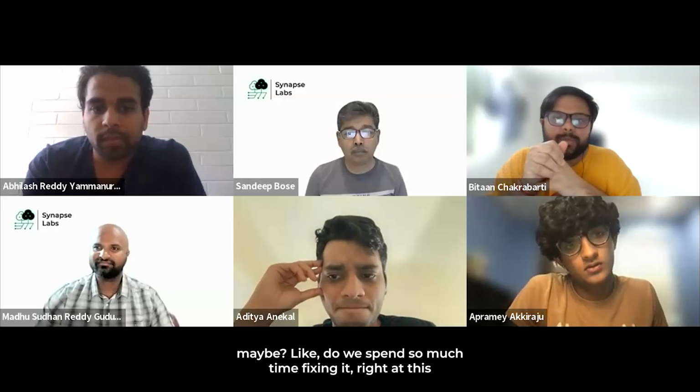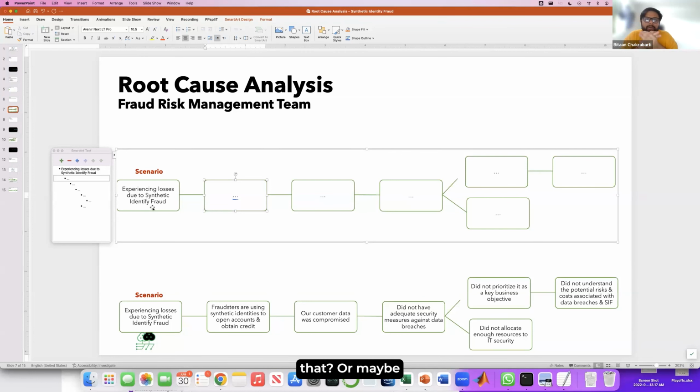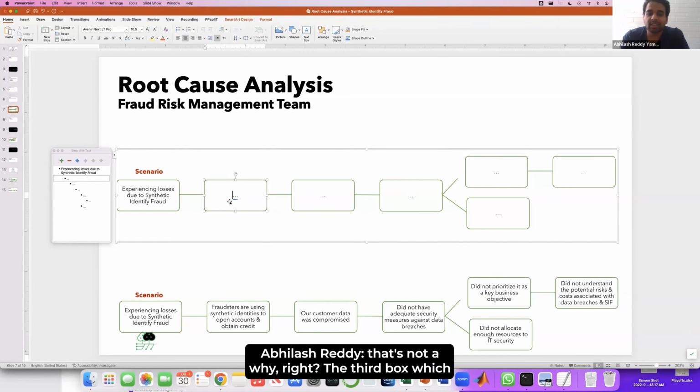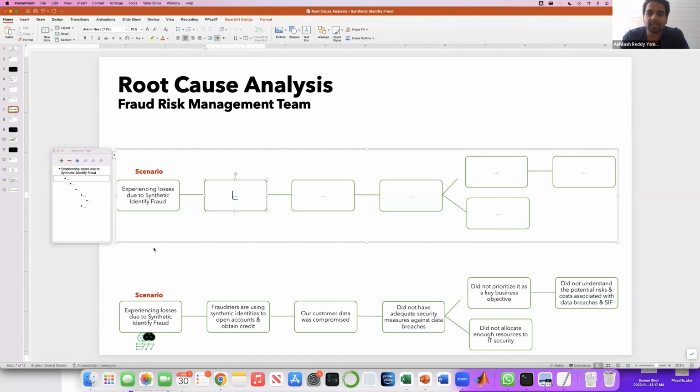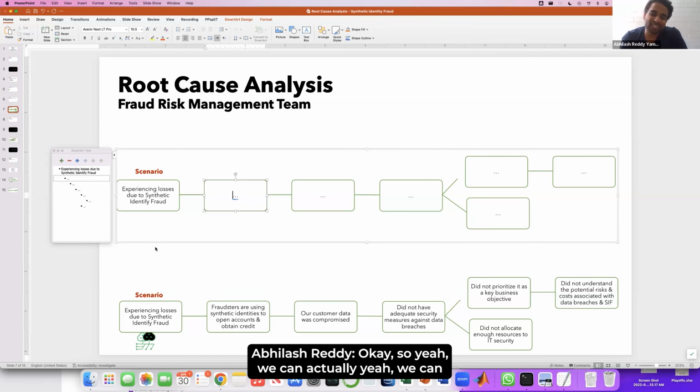Do we spend so much time fixing it right at this point, making it a P0 bug and treating it like that? Or maybe that's not a why, right? The third box which you are mentioning. I mean, we could make it into a why question. Okay. I don't think that will be a problem. So yeah, we can actually put the second box as the same, and then go ahead and see.